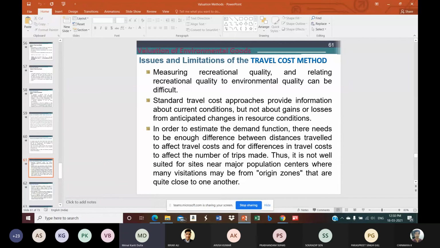So it's not well suited for sites near major population centers where many visitations may be from origin zones that are quite close to one another. If it so happens that the zones from which the visitors will be visiting are close to one another, then obviously travel cost to the destination might not vary much. In that case, estimating the demand function may not be very good. So the demand function may not be properly defined and estimated. That is another issue involved in this process.